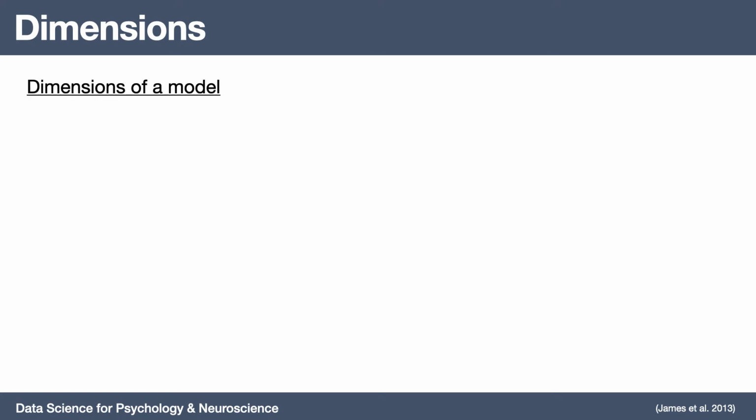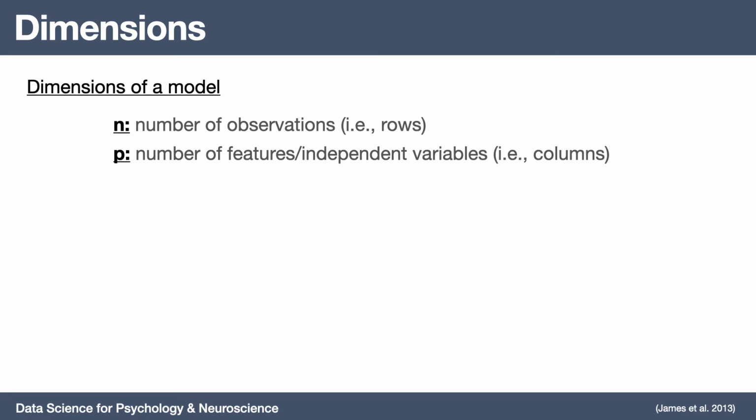A statistical model has two general dimensions to the data. You have the number of observations, n, and in this case, they're always going to be the rows of your vectors or matrices. So every row of y and every row of x is an individual observation. And you have the number of features or independent variables, p. So n is the number of observations, and p is the number of columns, or independent variables or features you're trying to use to describe y.